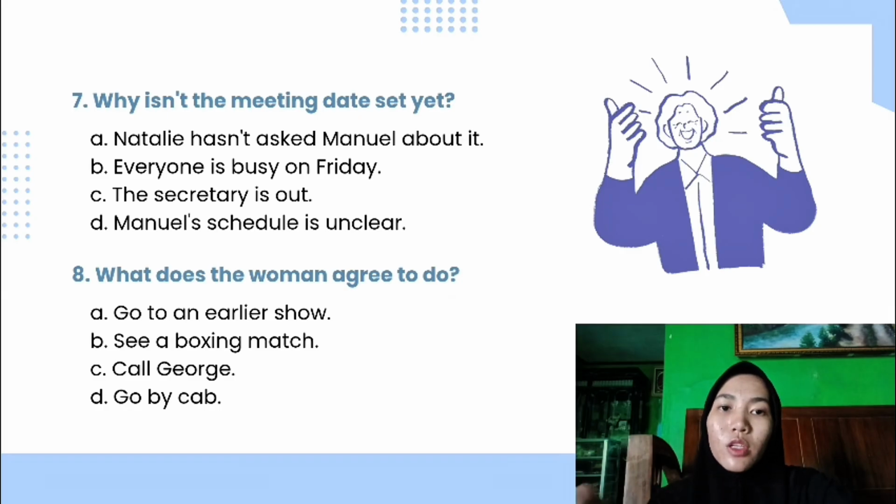The speaker is not talking about cab, but I have told you in the inference clue there are synonyms, and cab is the synonym of taxi. So the right answer is D. Go by cab.